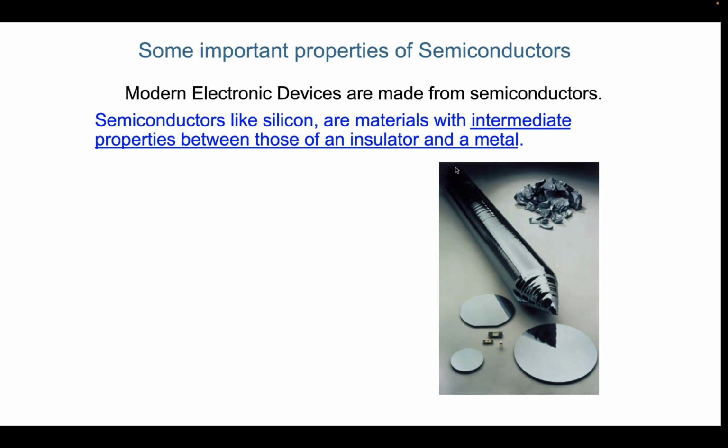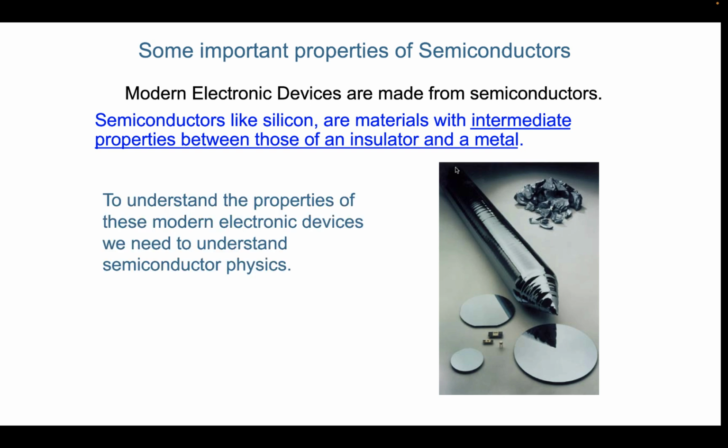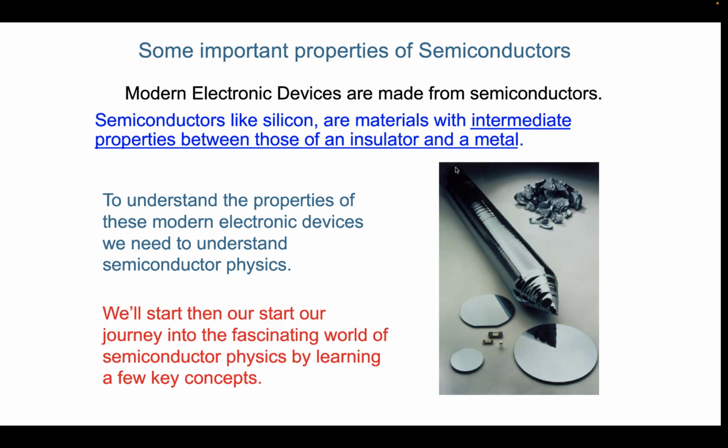You may have heard that modern electronic devices are made from semiconductors. Semiconductors, like silicon, are materials that are not quite as electrically conductive as a metal, like gold or silver, but they're also not electrically insulating like glass. So, to understand the properties of these modern electronic devices, we need to understand semiconductor physics.